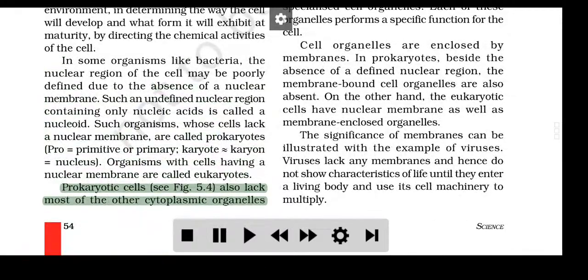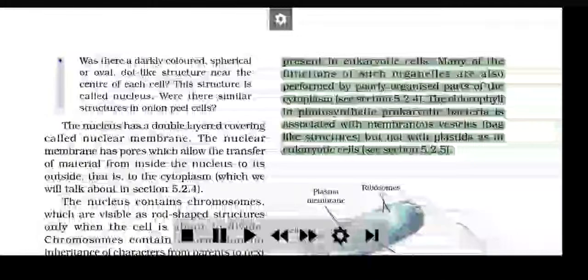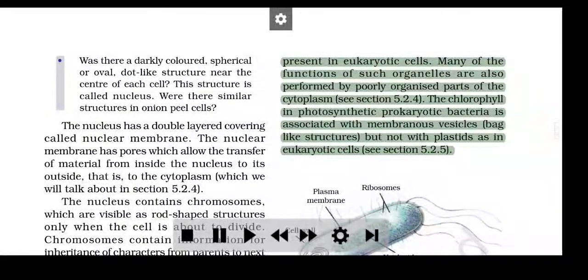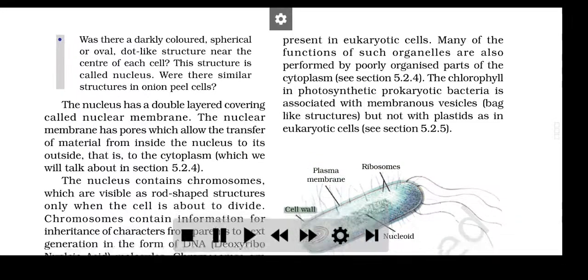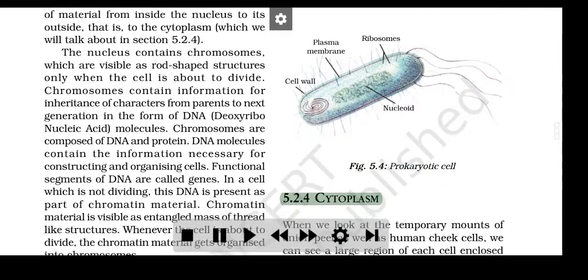Prokaryotic cells (see Fig. 5.4) also lack most of the other cytoplasmic organelles present in eukaryotic cells. Many of the functions of such organelles are also performed by poorly organized parts of the cytoplasm. The chlorophyll in photosynthetic prokaryotic bacteria is associated with membranous vesicles, bag-like structures, but not with plastids as in eukaryotic cells. Fig. 5.4: Prokaryotic cell, showing ribosomes, plasma membrane, cell wall and nucleoid.